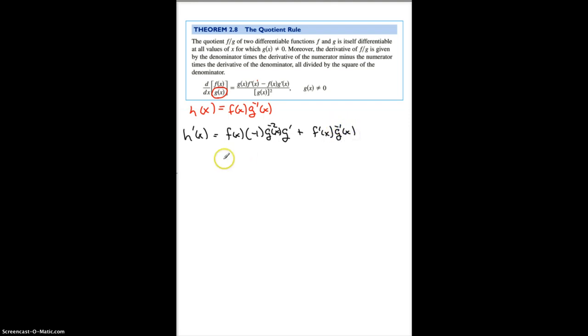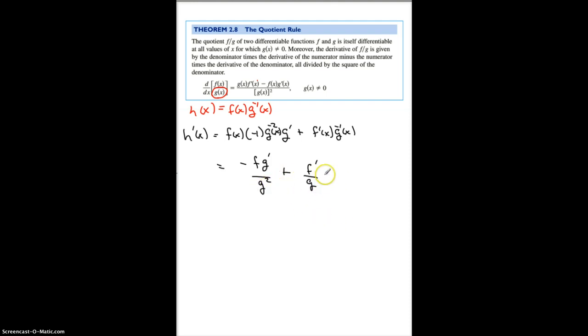Now let me rewrite this as negative f, I'm going to drop the x's because that's kind of a pain, g prime divided by g squared, plus f prime divided by g. Did I do that right?